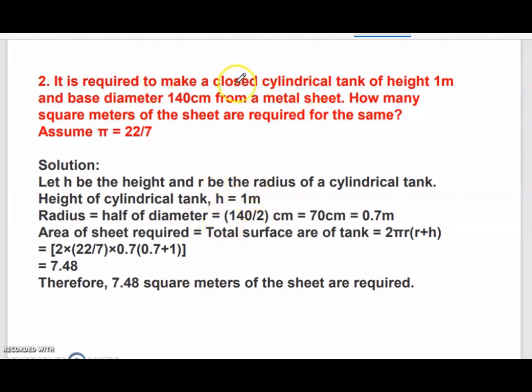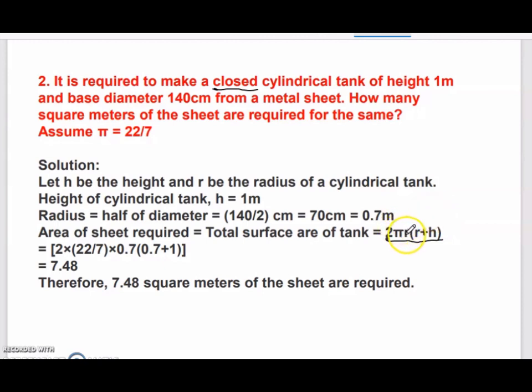Now since it is a closed cylindrical tank, so therefore both ends are closed. So therefore you will be finding the total surface area over here, 2 pi r h plus 2 pi r square. That will be the formula used. Now from that formula, if you take 2 pi r common, you will get this formula. Total surface area is 2 pi r into h plus r.